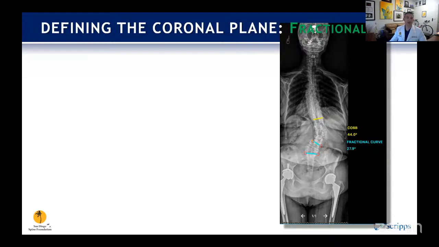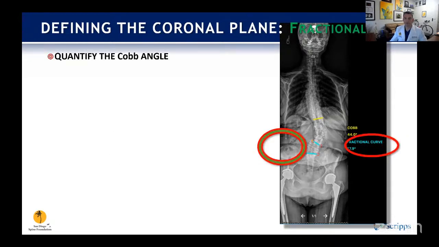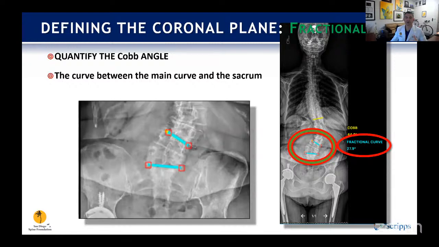So when we talk about the coronal plane, a couple things we want to define. One's the fractional curve. So it's the curve that happens right off of the sacrum. This usually typically ends somewhere around L4, and you can measure it pretty simply just by putting a Cobb measurement down there. It can be higher, but typically it's L4 to S1.